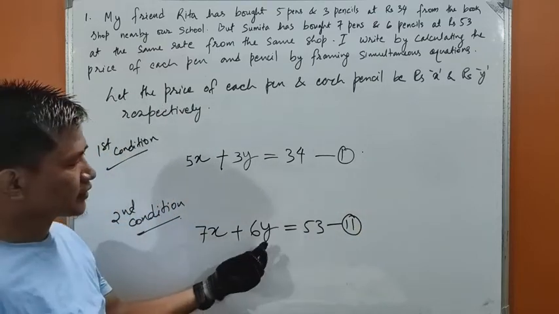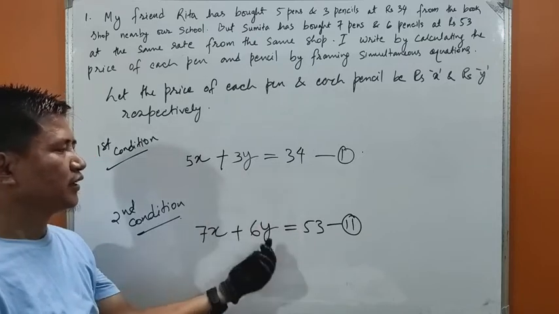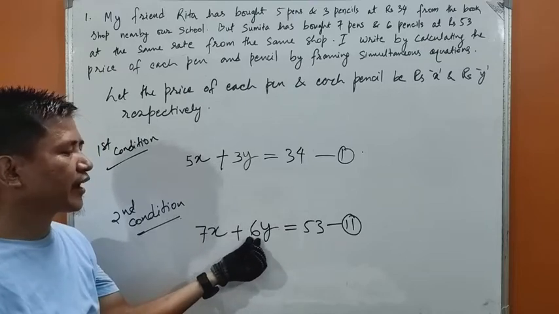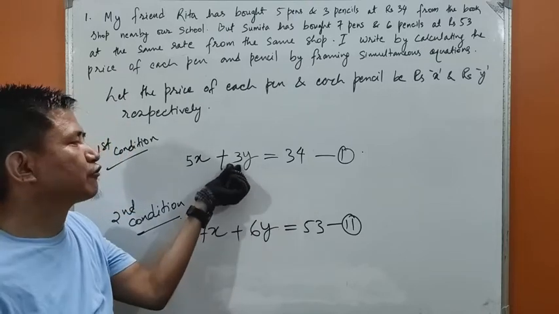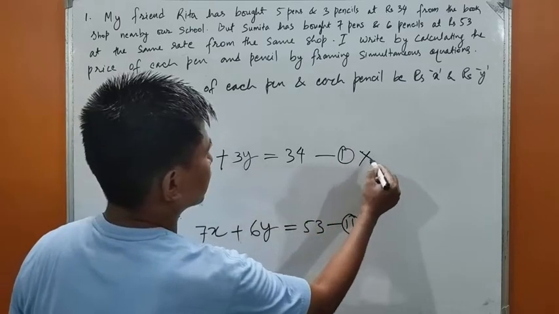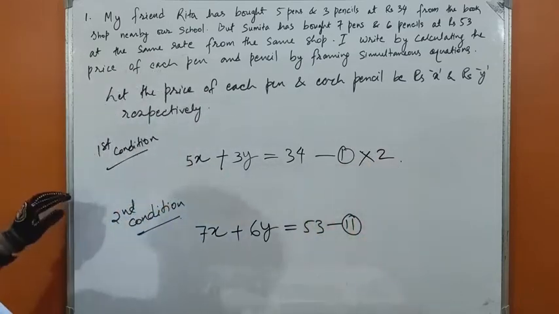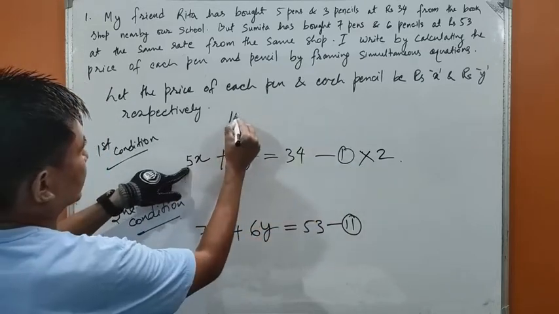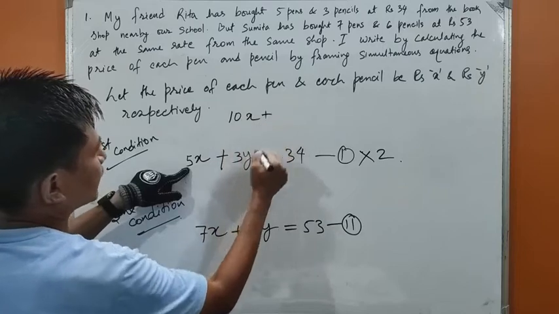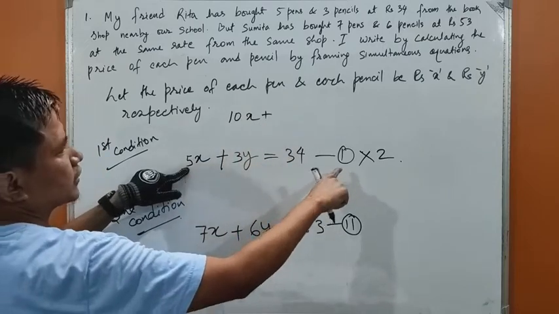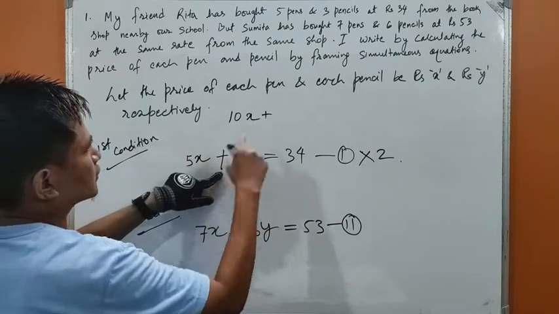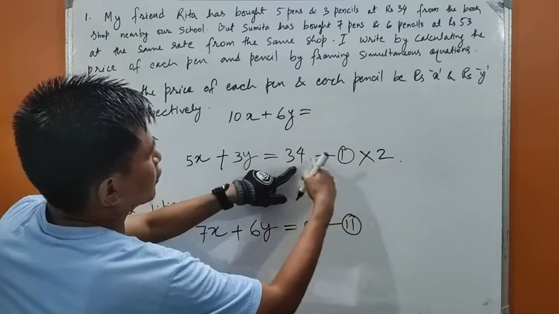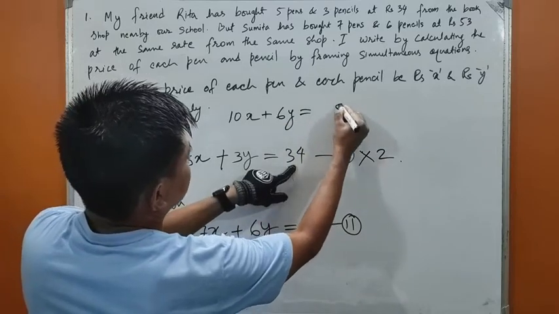So let us eliminate Y. To eliminate Y we need to have the coefficient of Y equal. Here the coefficient of Y is 6 and here the coefficient of Y is 3. So let us multiply equation 1 by 2. Now let me write equation 1 here. 2 into 5, 10x. When you multiply, you should multiply throughout the equation. 2 5s are 10x plus 2 3s are 6y equal to 2 34s are 68. 2 4s are 8, 2 3s are 6, 68.